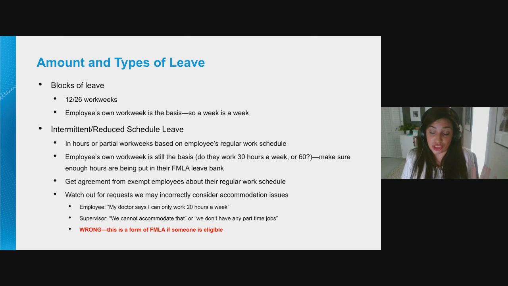If the employee needs to work a reduced schedule and he or she has FMLA available, then we need to designate it as FMLA leave. Once they exhaust the FMLA leave, then that may transition into an ADA issue. But don't just jump to the conclusion of thinking that this is an ADA issue and that FMLA has nothing to do with this.